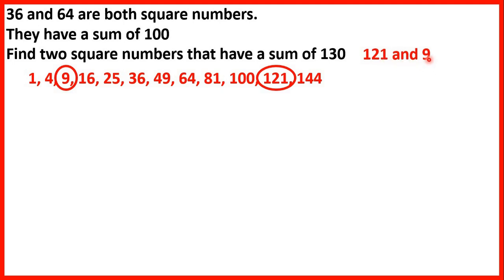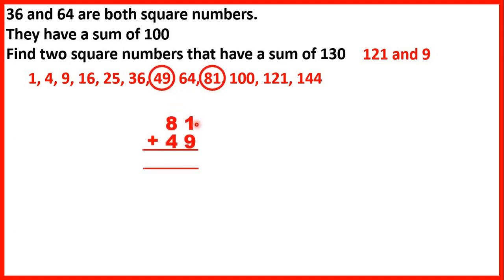121 and 9. But there is another possible solution for this question. We could have 81 and 49, because if we add these numbers, we get 130 as well. So our answer could be 81 and 49. But if there are two possible solutions, most of the time we're better off just choosing one and writing one of those solutions as our answer.